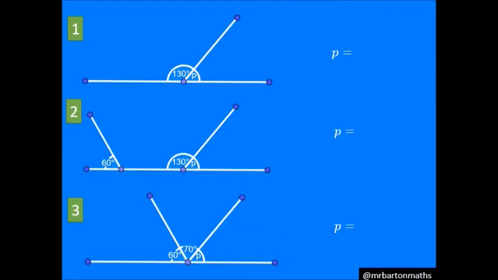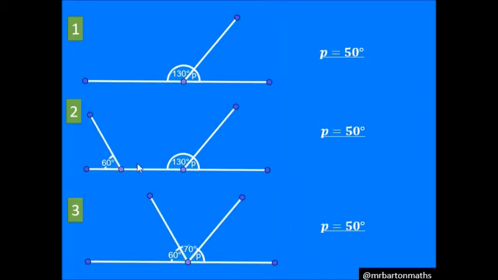Alright, so for question 1, we have 130 plus P equals 180. We take 130 away from both sides of our equation, and we end up with P equals 50. For question 2, we also end up with P equals 50. The 60 degrees on the left here doesn't actually make any difference. This is exactly the same as question 1, which is quite nice.